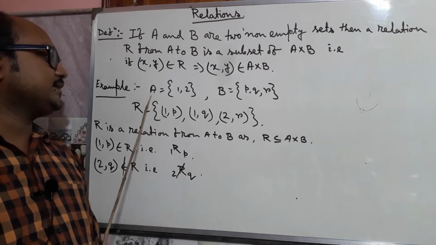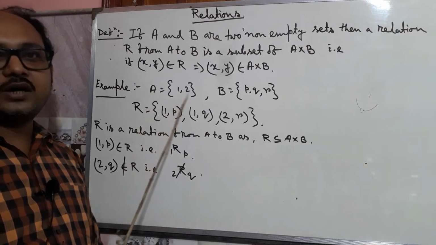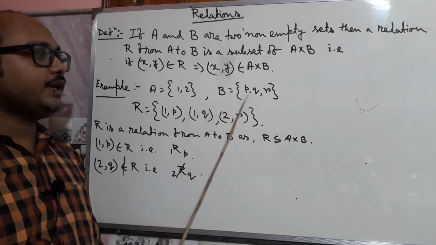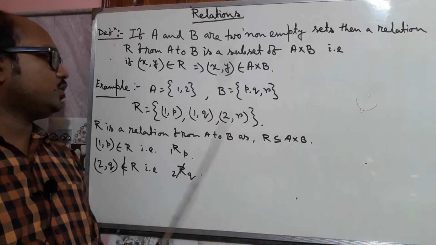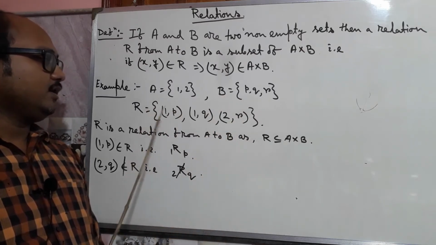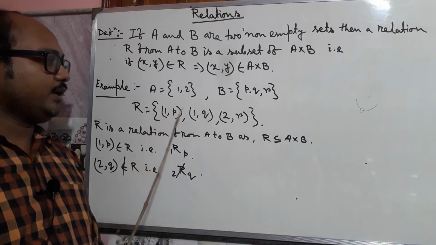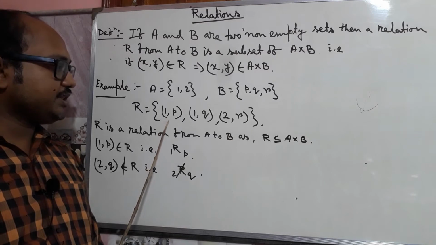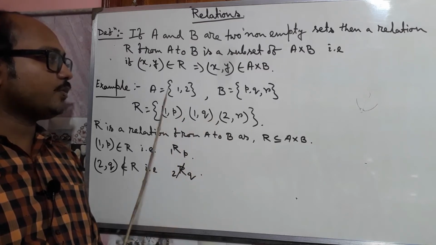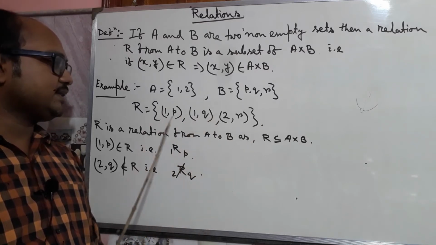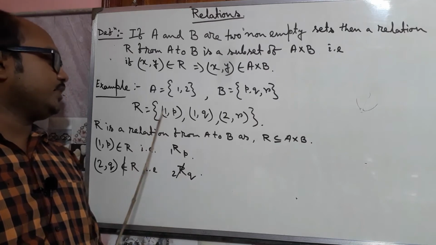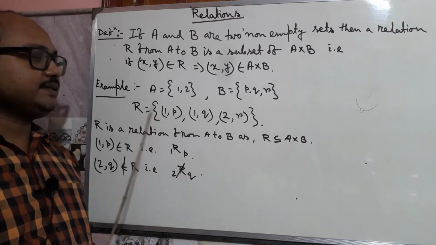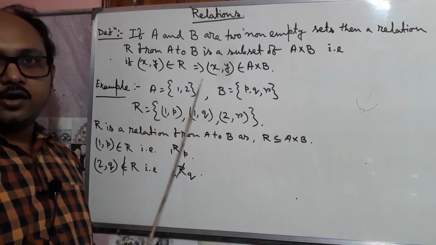Suppose A is a set having the elements 1, 2 and B has the elements P, Q and R. R is given as (1,P), (1,Q) and (2,R). We can see all these three elements are elements of A cross B. So R is a subset of A cross B. That is why we can say that R is a relation from A to B.